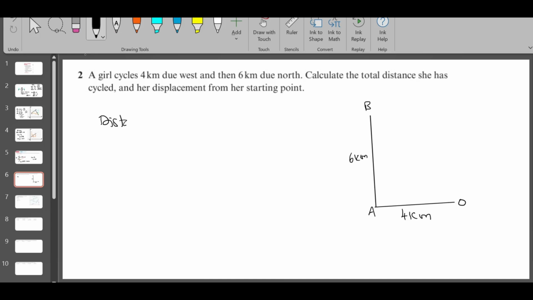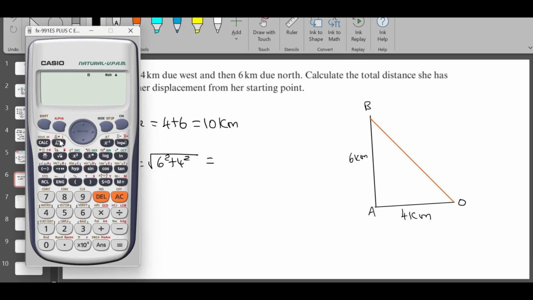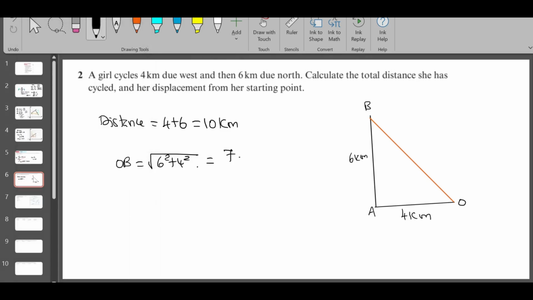They're talking about total distance actually, which is 4 plus 6 is 10 kilometer. That's not the displacement, that's a distance. If they are talking about displacement, this is the displacement from O to B. So OB is square root of 6 square plus 4 square. 7.21 kilometer from the starting point. That's her displacement. The distance is 10, but the displacement is 7.21.